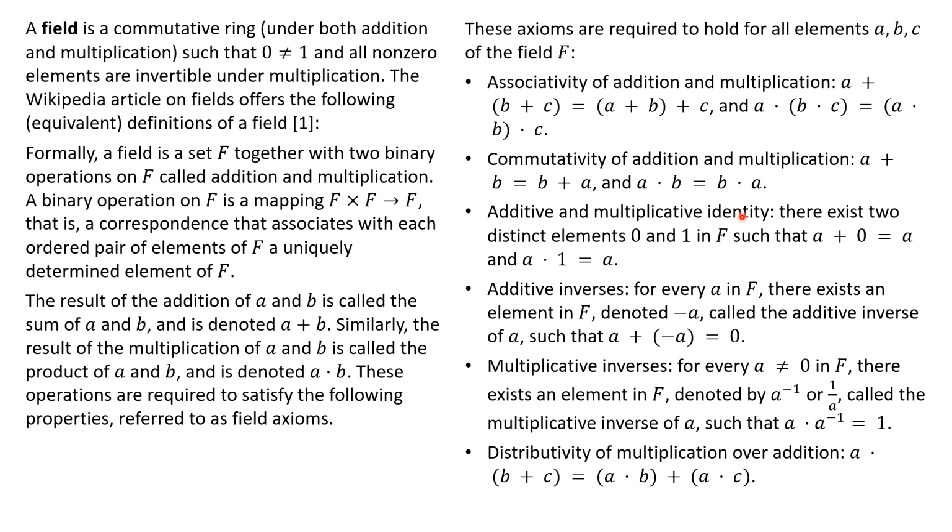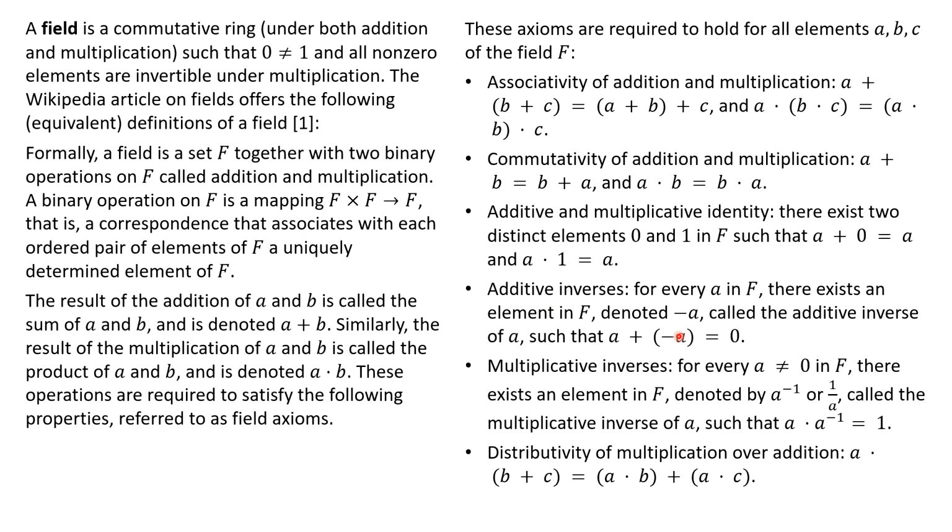Additive and multiplicative identity. So A plus 0 for any element in our field is equal to A. So this is the additive identity. Then we have the multiplicative identity, A times 1 equals A. And it's also true that 0 plus A equals A and 1 times A equals A. That's because we have commutativity of multiplication, so we don't need to write it out.